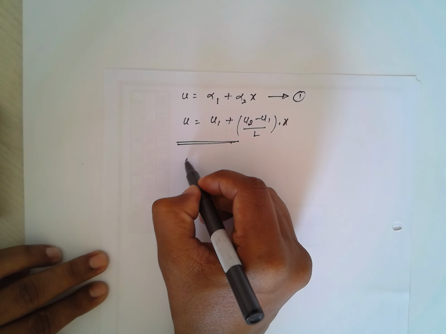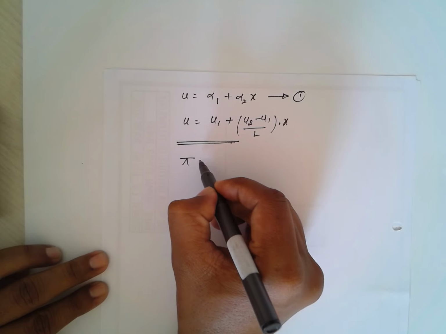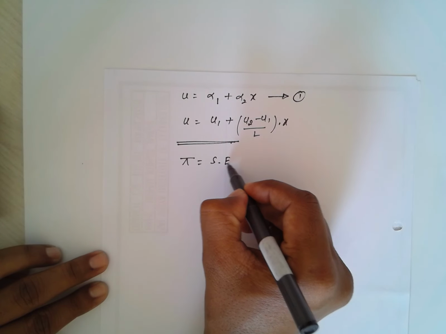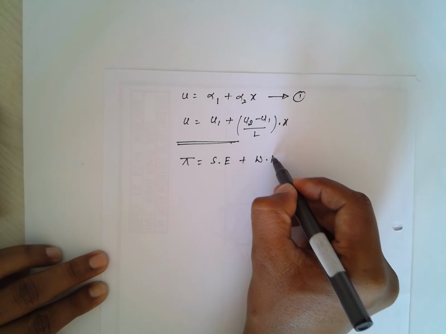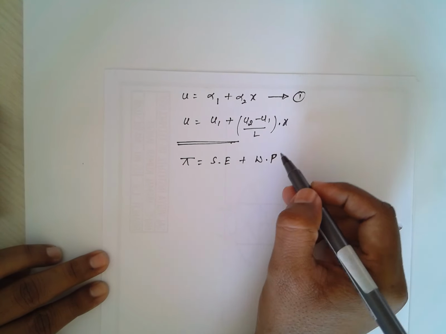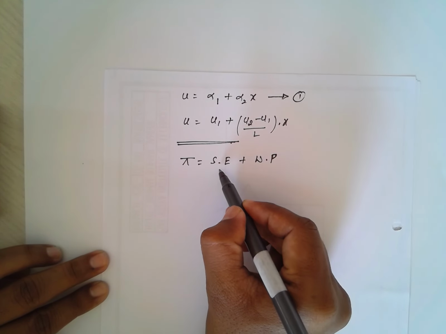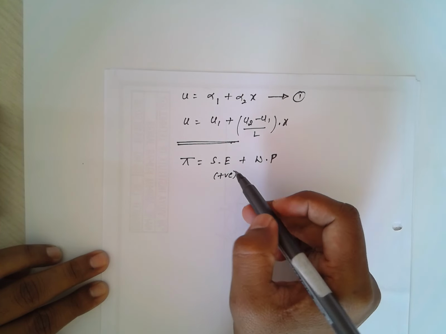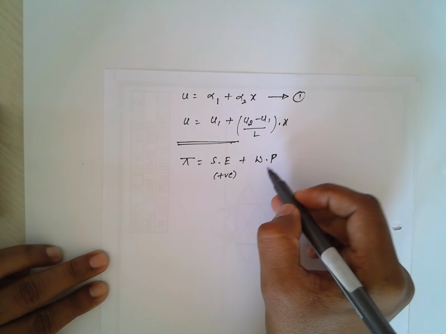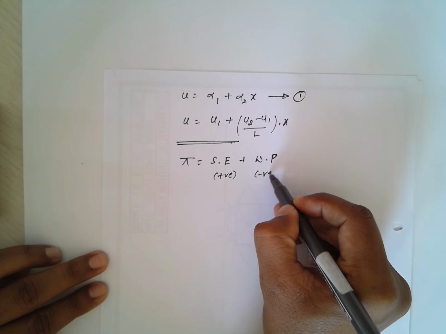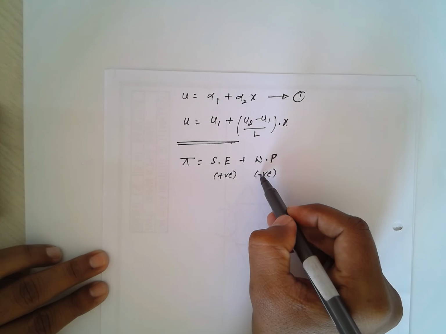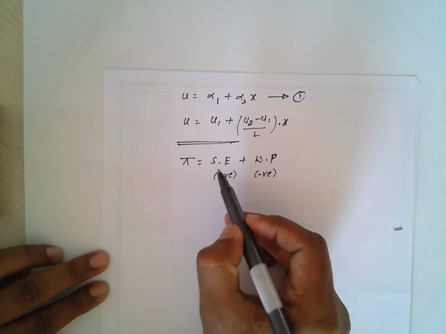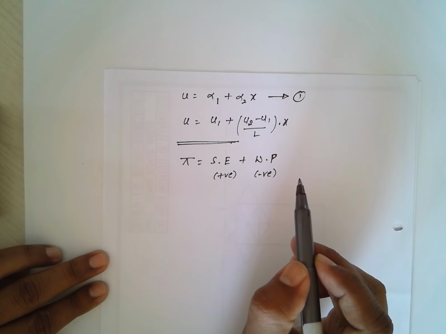The principle of minimum potential energy says that pi is equal to strain energy plus work potential. That is, it is a sum of strain energy due to the internal forces. So always we treat the strain energy, or the energy stored inside the body, as positive, and work potential is due to the external forces. So we always treat work potential as negative, and we need to find out strain energy and work potential here.